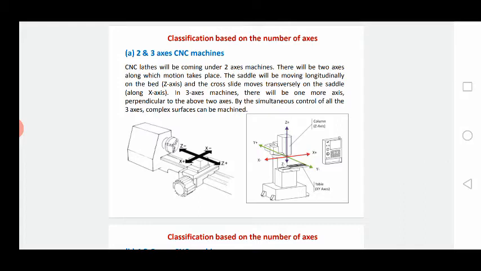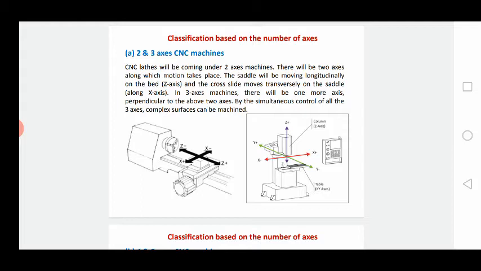So 2 and 3 axis CNC machines: you can see here in the diagrams we have 2 and 3 axis. CNC lathes commonly come under 2 axis machines, where the rotary motion is moved in a horizontal plane. You can observe here the x axis and z axis, only 2 axis motions are required in the lathe.